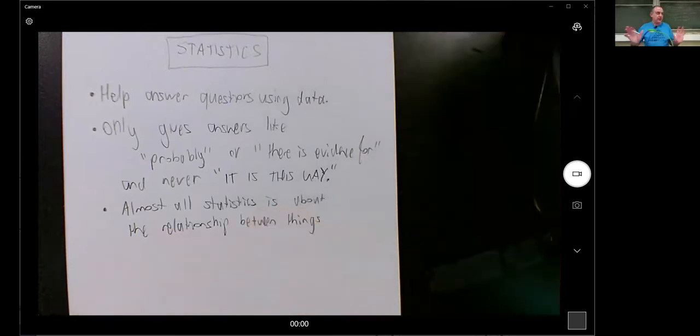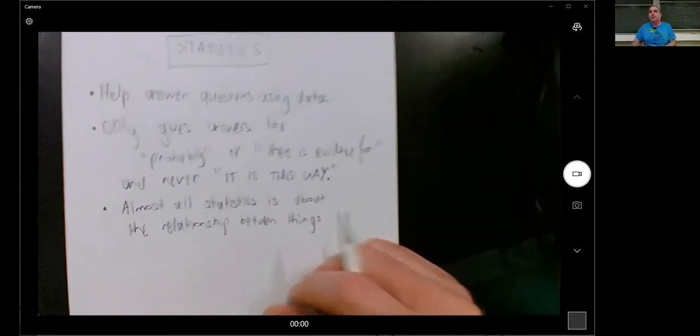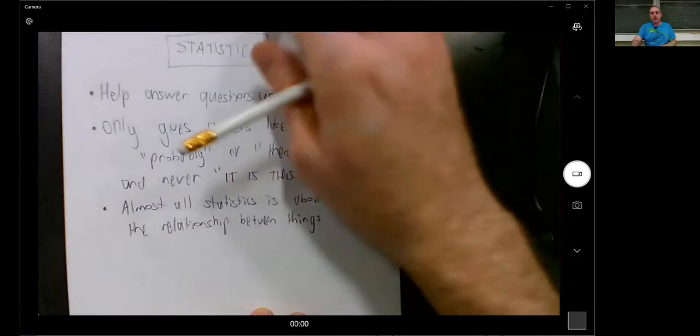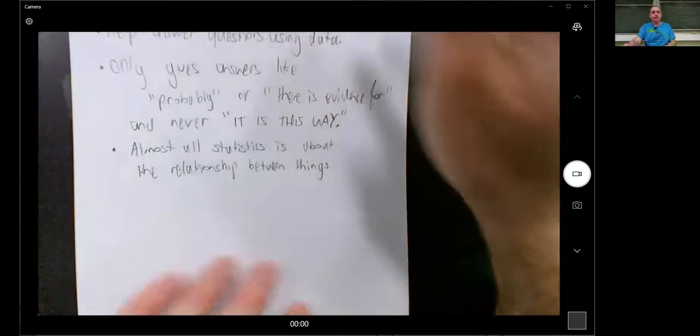And I'm not just being general for no reason. The kinds of relationships you are interested in investigating and the kinds of things that are related help you decide what statistics to do. So that's what I want. Yeah, that's the idea.